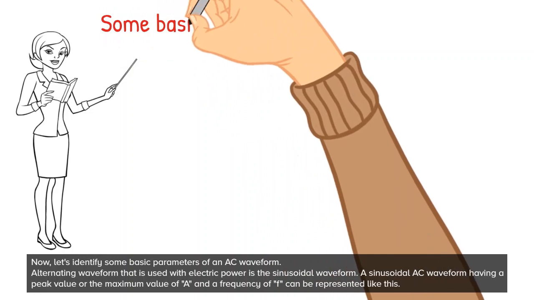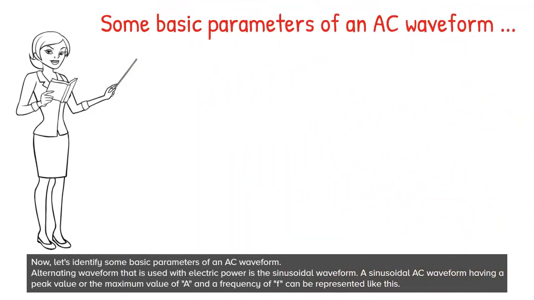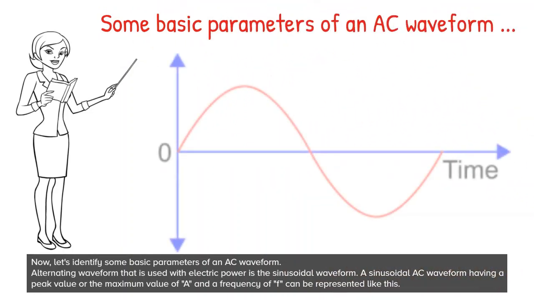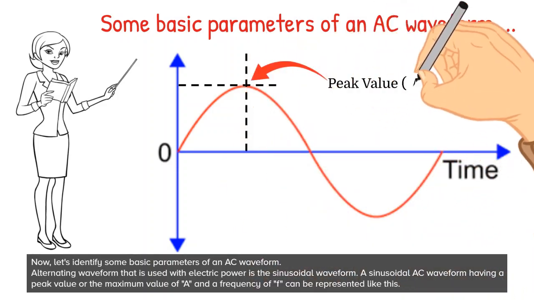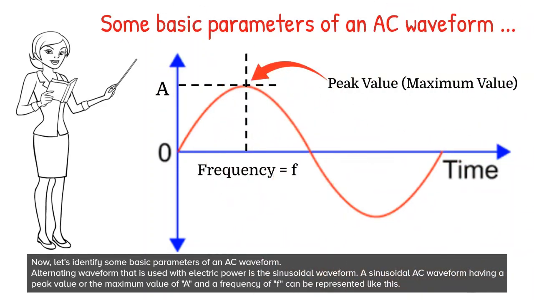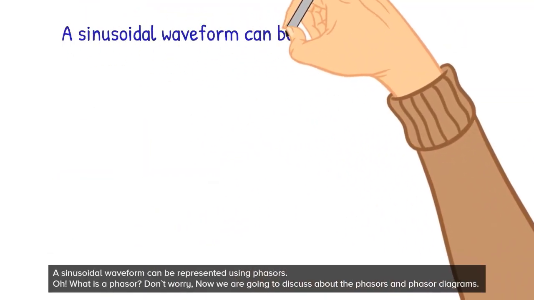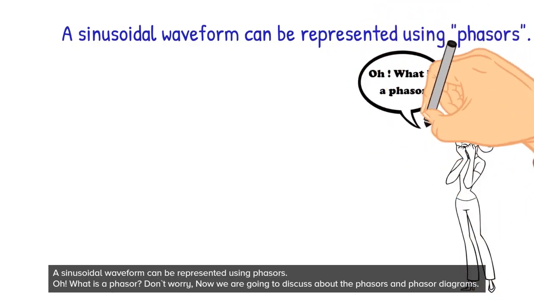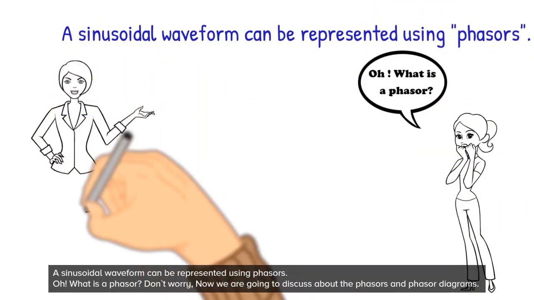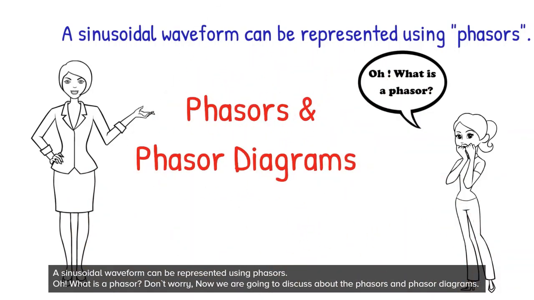Now, let's identify some basic parameters of an AC waveform. The alternating waveform that is used with electric power is the sinusoidal waveform. A sinusoidal AC waveform having a peak value or the maximum value of A, and a frequency of F, can be represented like this. A sinusoidal waveform can be represented using phasors. What is a phasor? Don't worry, now we are going to discuss the phasors and phasor diagrams.